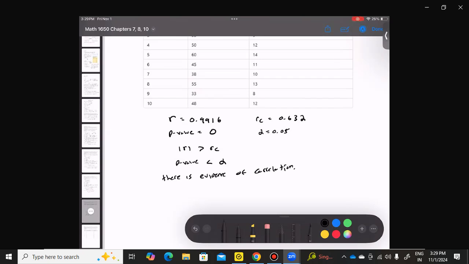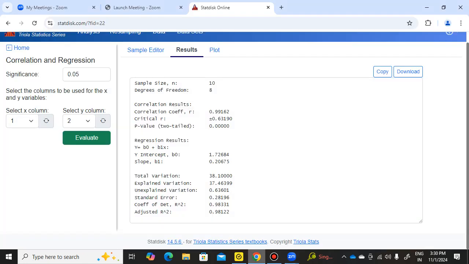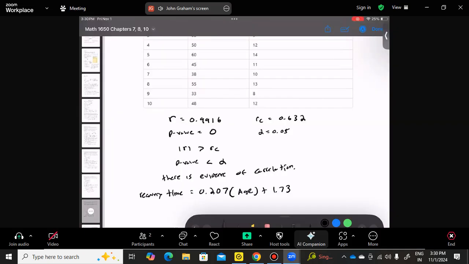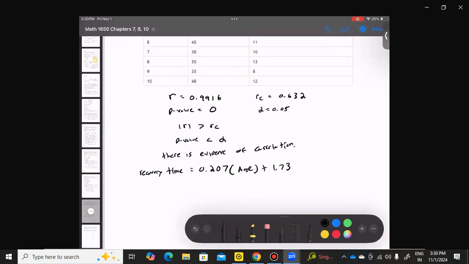And then we can write the regression equation, recovery time that is, equals, let's get the values here, 0.207 times your age plus 1.73. And that would be your equation to estimate the recovery time based on somebody's age.